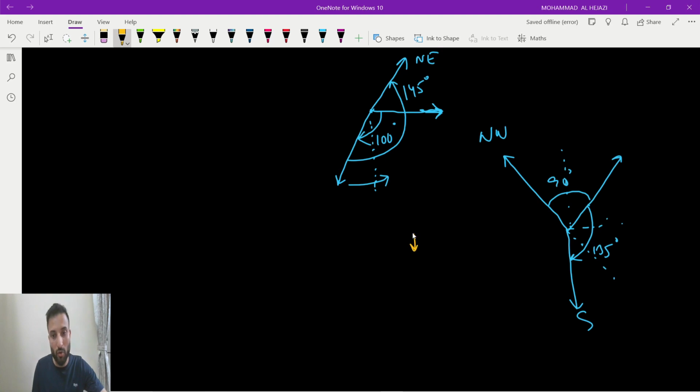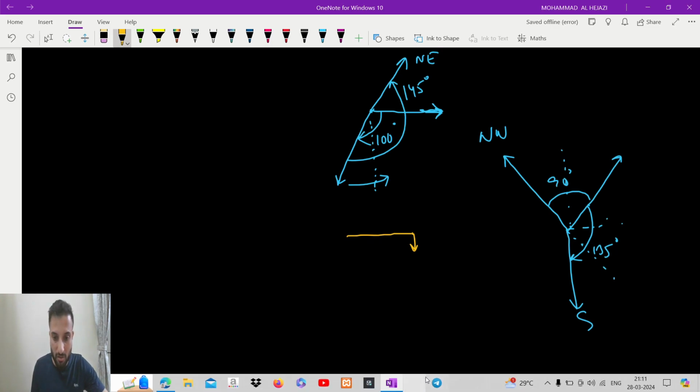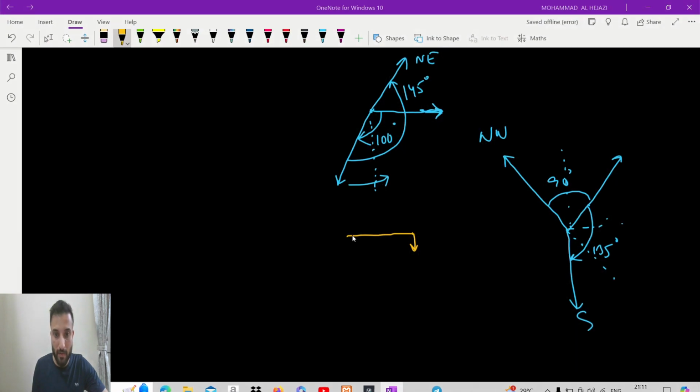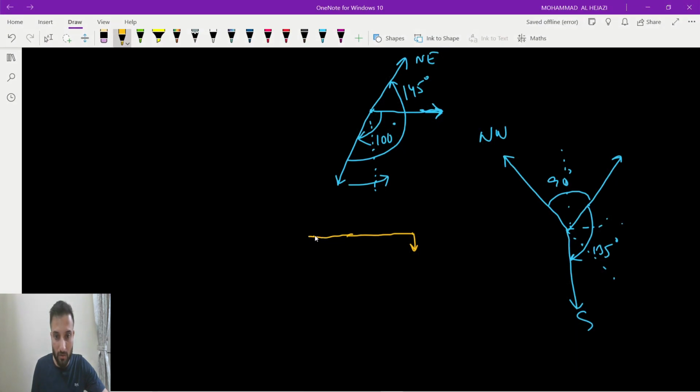वो टर्न हो गया, मुड़ गया और वॉक किया कितना, राइट साइड. राइट साइड इस साइड हो गया. राइट. He walked how much? He walked 20 meter. वॉक्ड 20 मीटर, यहाँ से यहाँ तक चलो 20 मीटर. ठीक है.